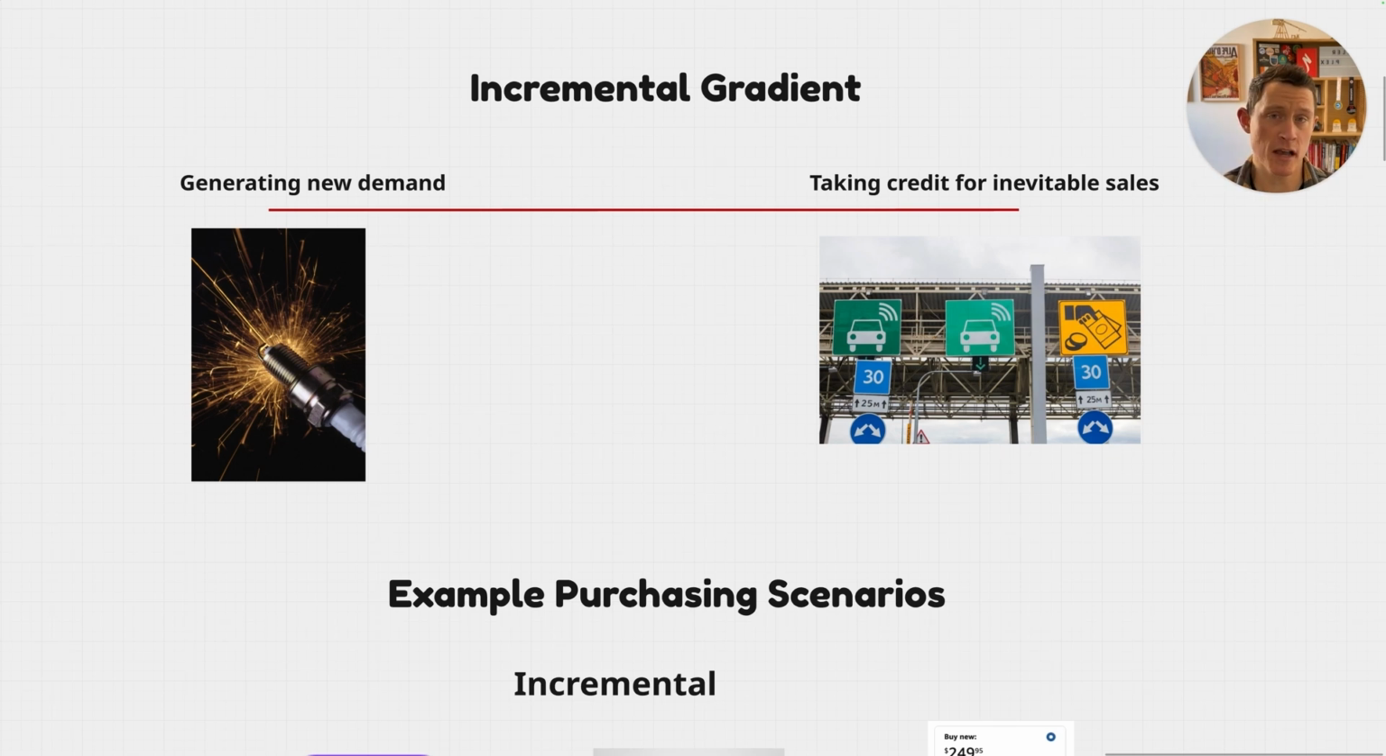And on the opposite side, we have advertising that is just simply taking credit for inevitable sales. Someone who was already going to make the purchase. I like to represent this by a toll booth. So they're already traveling on the road of commerce to your products. And the ads are basically just the place where you as the brand are paying to get them to go somewhere they're already headed. The reality is for most advertising on Amazon, it falls somewhere between these two extremes.